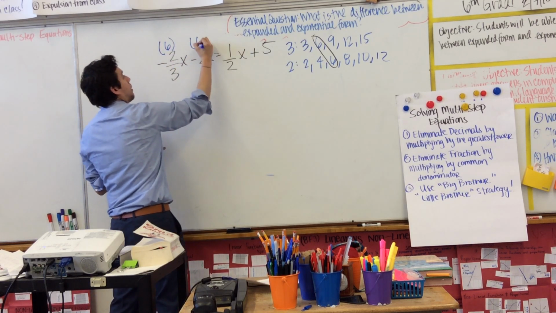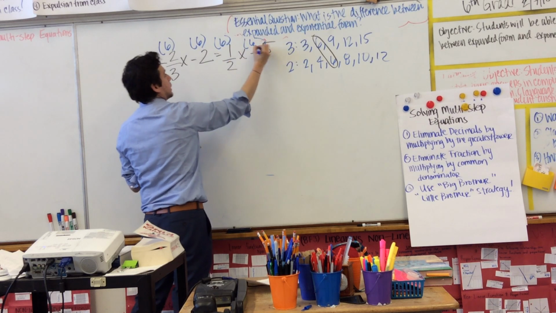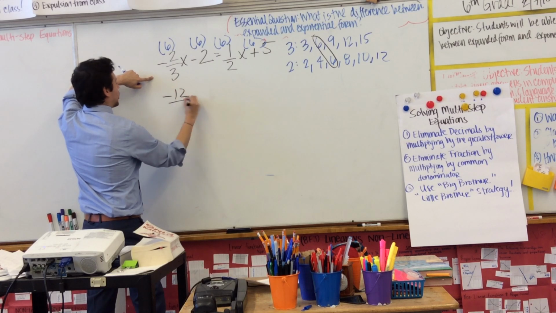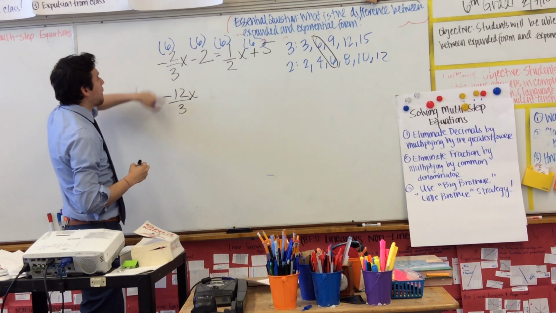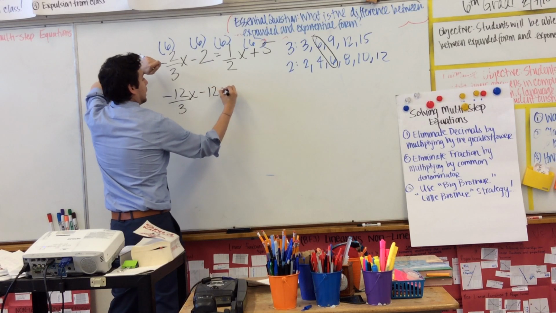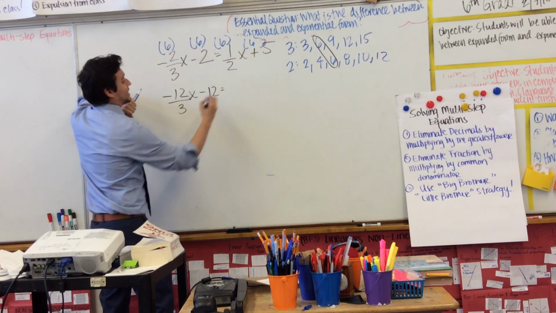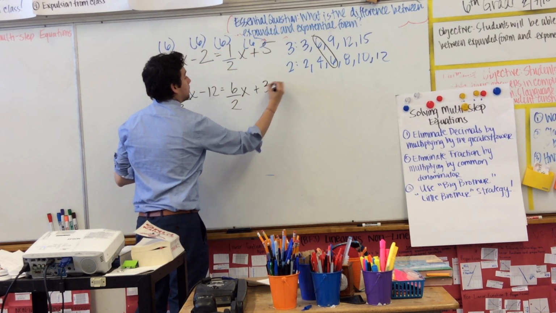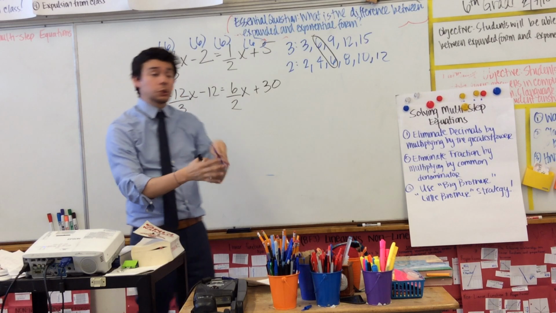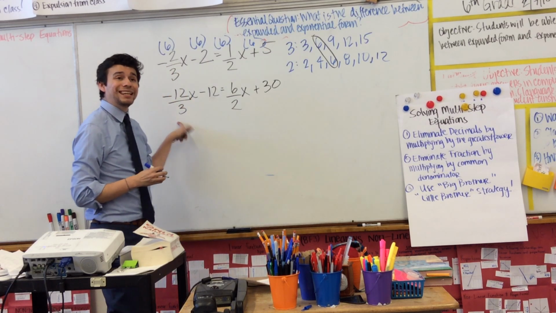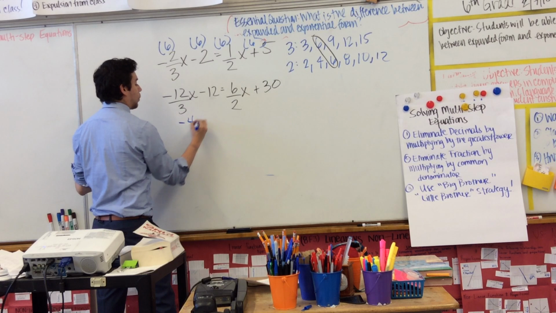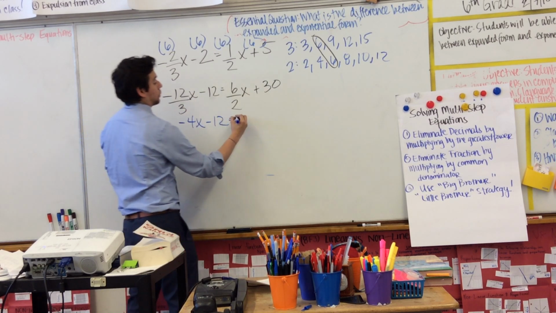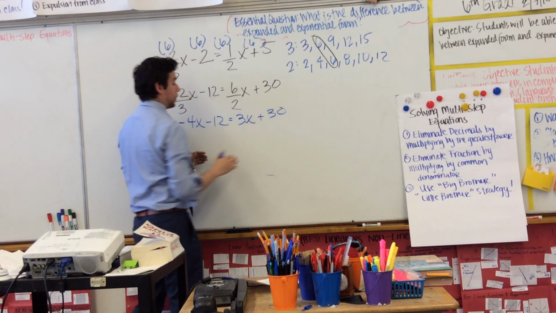Multiply this by 6, 6, 6, 6. Everybody gets multiplied. 6 times 2 is 12. Keep the negative. Don't start trying to make some fancy things for the negative side. 6 times 2 is also minus 12 equals 6 times 1 is 6 over 2x. And then 6 times 5 will be giving you the 30. Okay? Now let's reduce. 12 divided by 3 is 4. In this case, negative 4x minus 12. You drop that one. 6 divided by 2 is 3x plus 30.